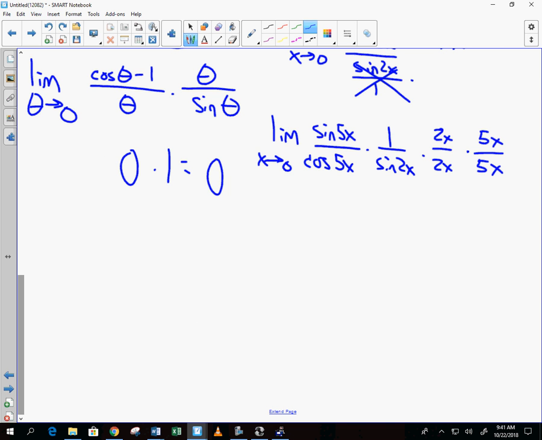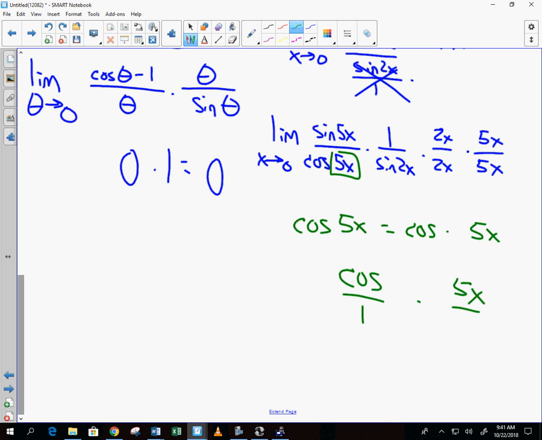You guys, I can't just drop off the cosine. I can't just say, well, I'm just going to leave a cosine all by itself. You can't say, well, cosine of 5x is like cosine times 5x, and so I'm going to write cosine over 1 and 5x over 1. No, that's totally make believe. This is an operation. This is not multiplication. This is not cosine times 5x. This is cosine of. You can't separate them.